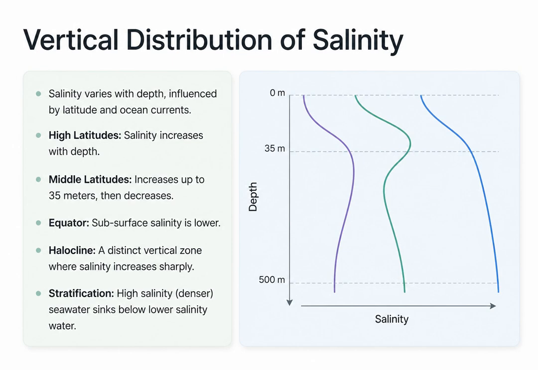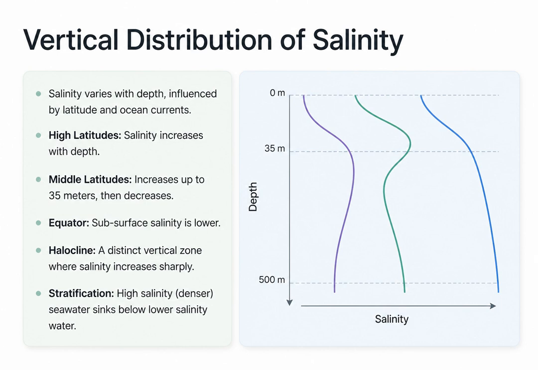Salinity doesn't just change horizontally, it changes vertically with depth, though this variation is heavily subject to latitudinal differences and ocean currents. In high latitudes, salinity generally increases as you go deeper. In middle latitudes, it increases up to about 35 meters, and then it actually decreases. At the equator, the subsurface salinity is lower than at the surface. Generally speaking, as you move downward, you will encounter a distinct zone called the halocline. Similar to a thermocline for temperature, the halocline is a layer where salinity increases sharply.